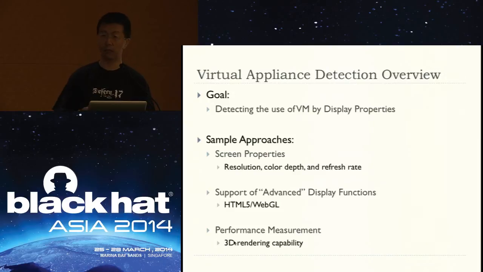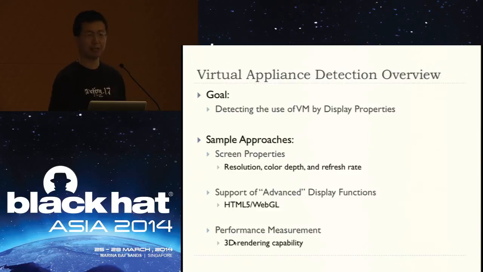And overall, now I basically changed the goal to say I'm going to try to detect whether the program is running in a virtual appliance or whether it's running on a physical host. I'm going to use a display property. Now, what are the display properties you can use? There are a few simple ones I'm going to list here.